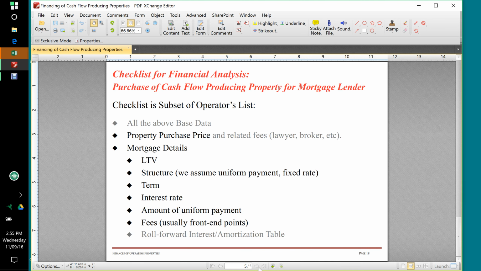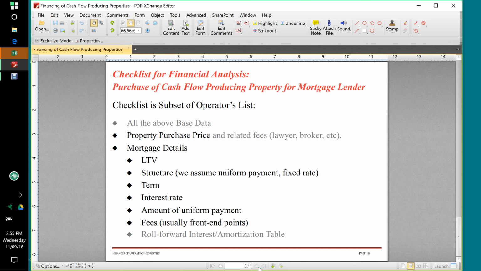Similarly, from the lender's perspective, the lender has a checklist of her own, which is always actually a subset of what an equity player or operator needs to know. The lender needs to know the purchase price of the property. She needs to decide on her mortgage details. What's the loan to value she's going to let this borrower get away with? What's the structure of the loan she's going to give that operator?